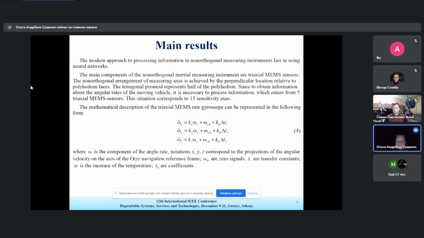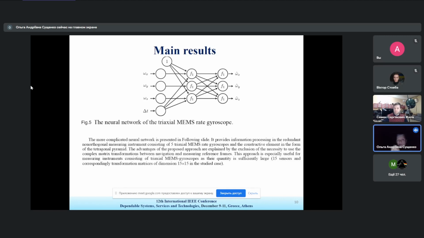5 triaxial MEMS sensors. This situation corresponds to 15 sensitivity axes. The mathematical description of the triaxial MEMS rate gyroscope can be represented in the following form. Here we take into consideration zero signals, transfer constants, increase of the temperature, and coefficients. The neural network of the triaxial MEMS rate gyroscope is represented in this slide.